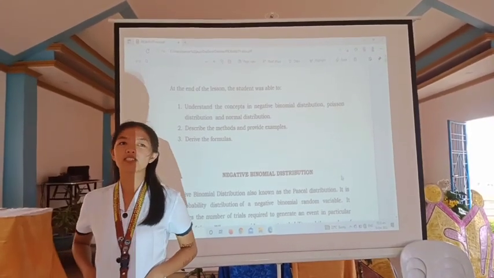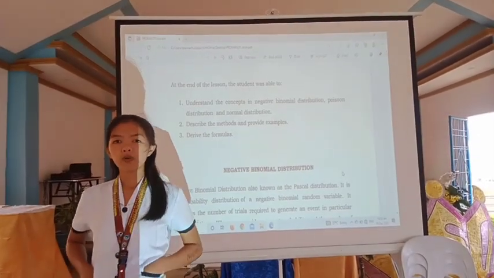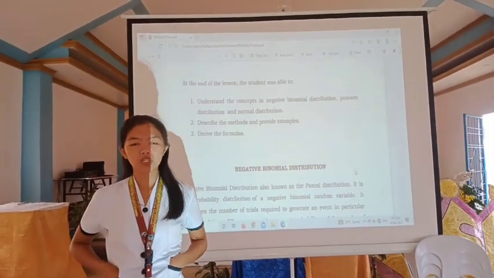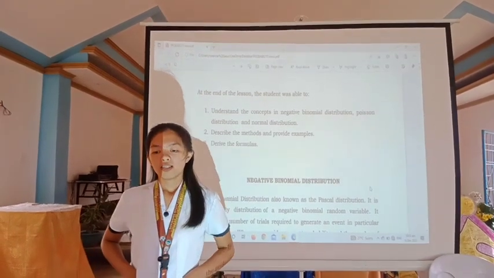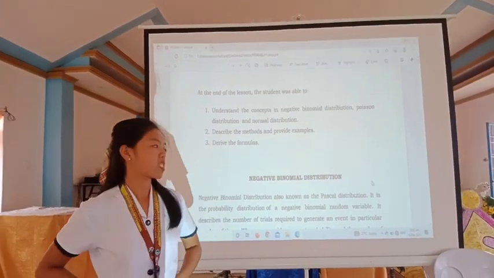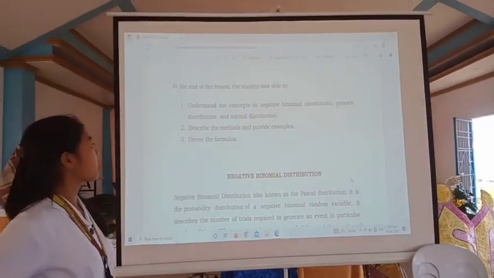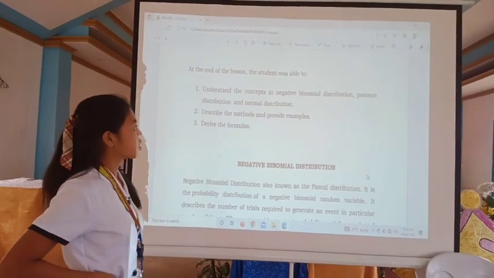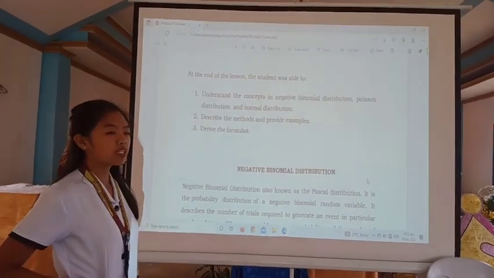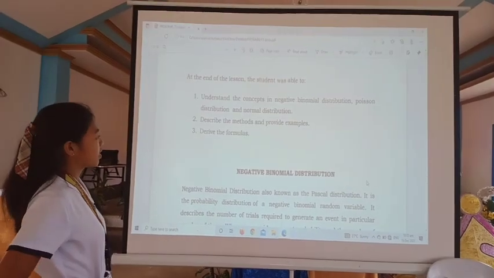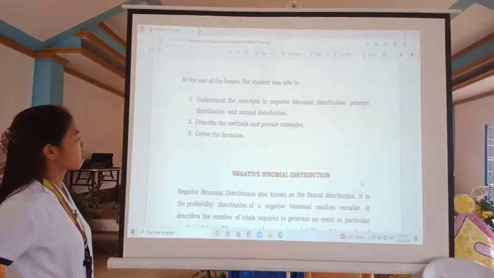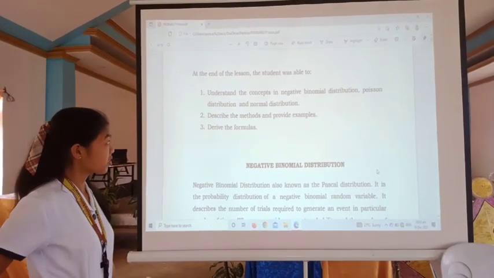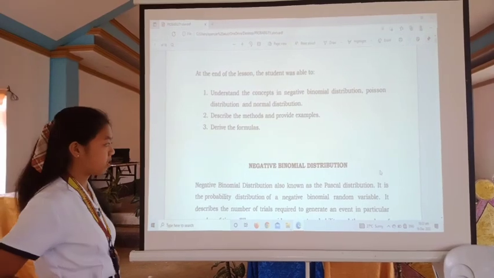I am Rachel Jean Casrinavi, and for today's lecture, we are going to discuss the negative binomial distribution, Poisson distribution, and normal distribution. Let's first have the learning objectives. At the end of the lesson, the student is able to understand the concepts in negative binomial distribution, Poisson distribution, and normal distribution. The second learning objective, the student is able to describe the methods and provide examples. The third, the student is able to derive the formulas.